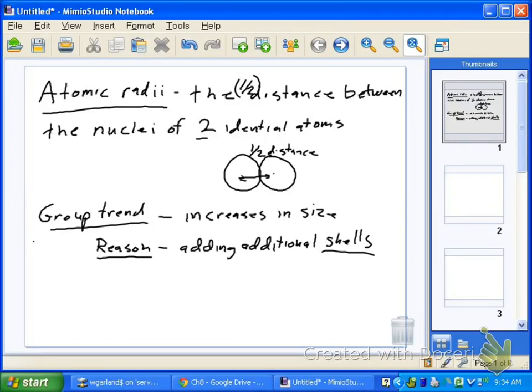Now, lots of times I'll get students that will be able to tell me the trend. For example, if we're looking at the periodic table, we have sodium versus cesium. Cesium's down below it. So I'll ask, which atom is larger, cesium or potassium? And you'll say, cesium. And then you'd have to give a reason. Some students forget the reason, and some of the reasons later on are a little bit more difficult, so make sure you know how to do the reasoning.